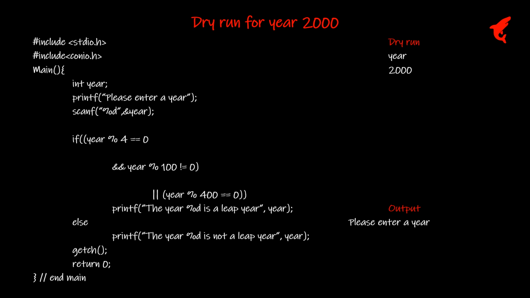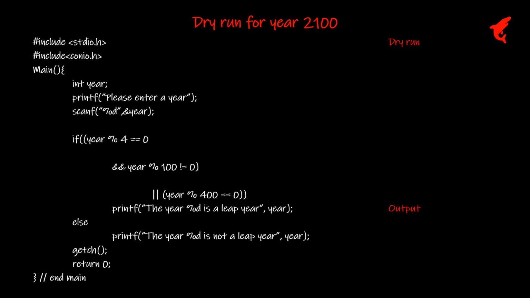In case of 2000, it is divisible by 4 but is also divisible by 100. The first subcondition is true but the second subcondition is false. And so the first condition is false, as in Boolean and logic, if one part is false, then the entire condition is false. However, 2000 is divisible by 400 and so the second condition is true. And as per Boolean or logic, the entire if condition is also true. And so 2000 is printed as a leap year. After executing the getch function and return 0 statement, the program execution ends.